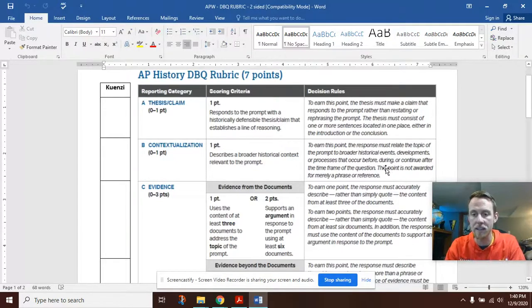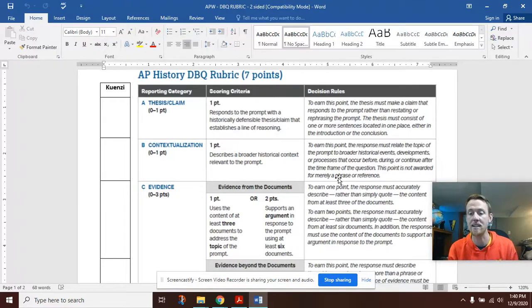And the key really is that this point is not awarded for merely a phrase or a reference. You cannot just have one passing sentence and have that count as context. If you bring it up in your intro and you give some context, you should revisit that idea somewhere then in your essay.